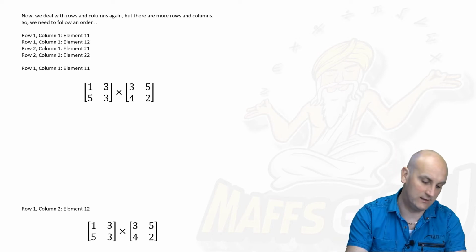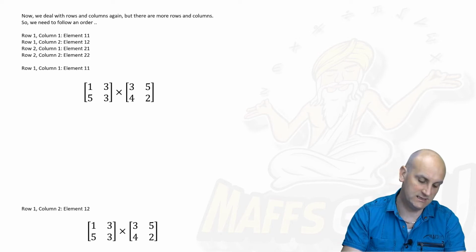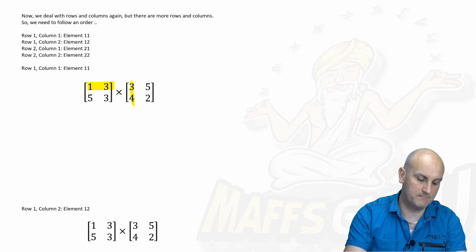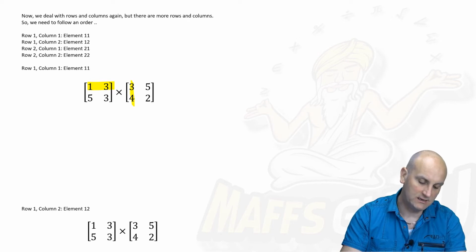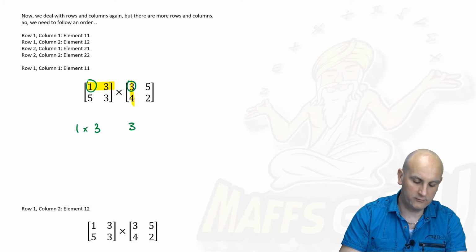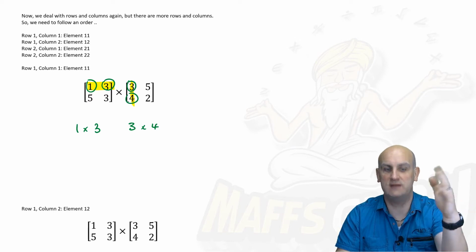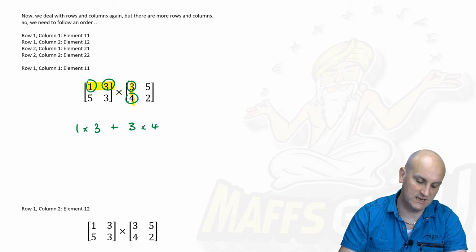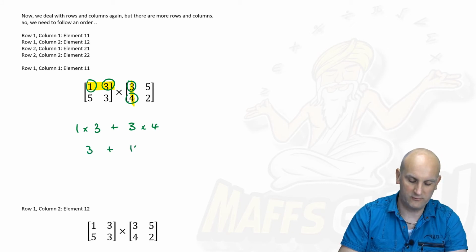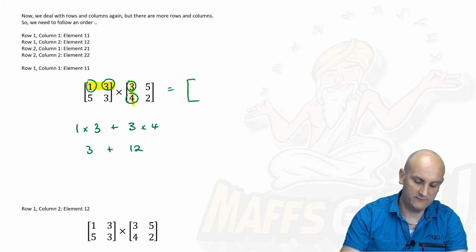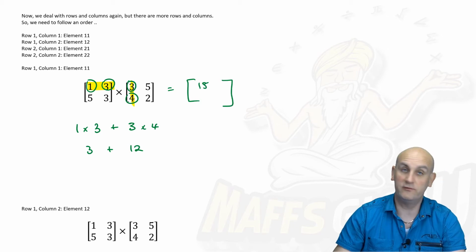So let's actually do that. Let's do this in 4 different stages. So row 1 and column 1, let's multiply those together. So pairing the numbers gives me 1 and the 3 multiply together, and then we do the 3 and the 4 multiply together. As we move along a row, we move down a column, and then we add the results together. 1 times 3 is 3, 3 times 4 is 12, add them together gives me 15. So there we go, there is my first result, 15.